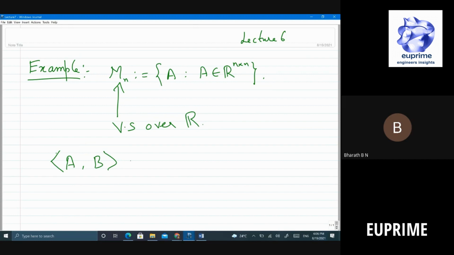I cannot say A times B, because it gives me a matrix. I should get a number. So how do you get a number from a matrix? What are the possible things that you can do? Transpose? You are saying A transpose B? Well, this is still an n cross n matrix, right? It's not a number. So how do you convert this into a number?